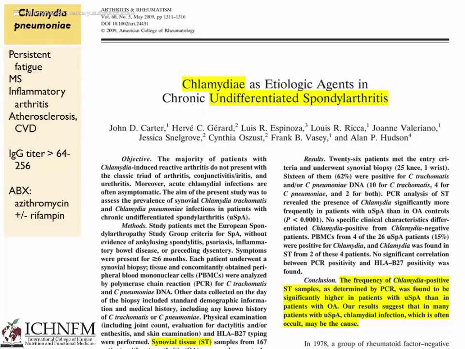Frequency of chlamydia-positive synovial tissue samples as determined by PCR. So again, that's obviously not something you're going to do in your clinical practice. Frequency of chlamydia in synovial tissue samples determined by PCR was found to be significantly higher in patients with undifferentiated spondyloarthritis than in patients with osteoarthritis. Our results suggest that in many patients with undifferentiated spondyloarthritis, chlamydial infection, which is often occult, may be the triggering inflammatory cause. You can see that this was published in 2009, Arthritis and Rheumatism, obviously a very authoritative journal. So what we're associating here is the chlamydia persistent infection with undifferentiated spondyloarthritis.